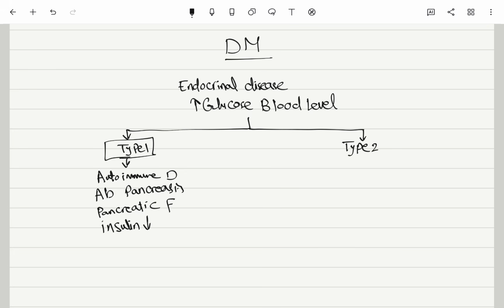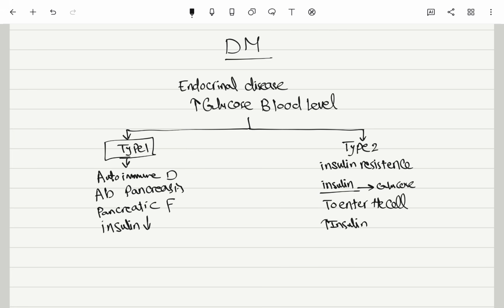What about type 2? Type 2 is due to insulin resistance. There is a lot of insulin, but this insulin is not effective, as it can't cause the glucose to enter the cell. So the insulin level will be increased.